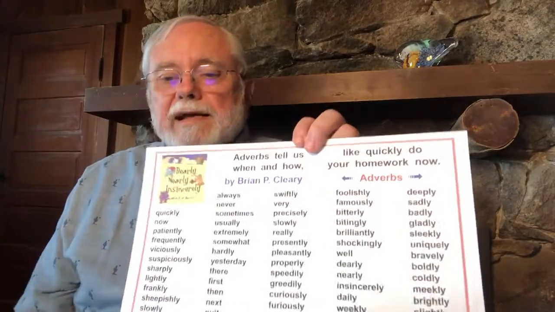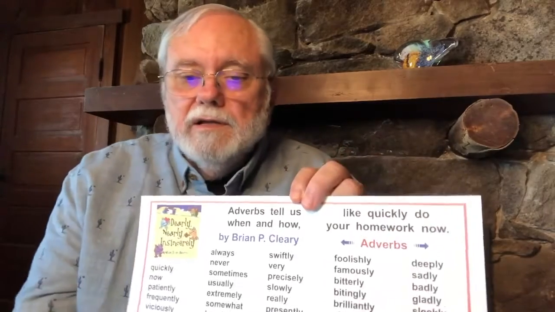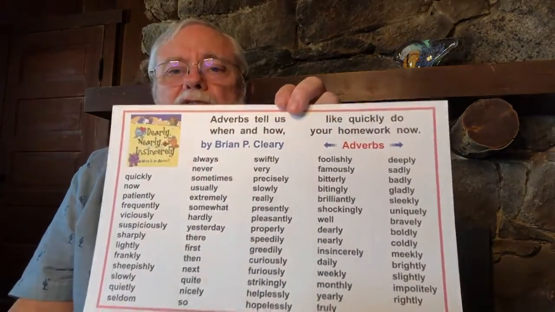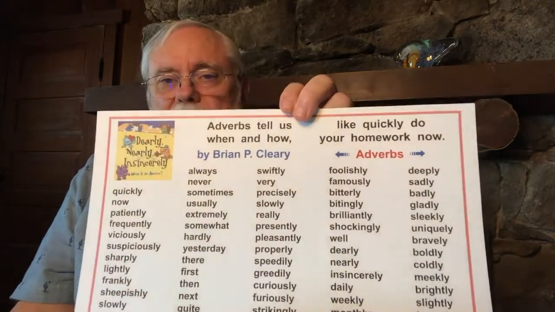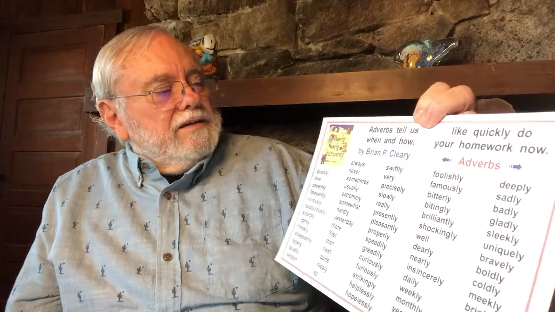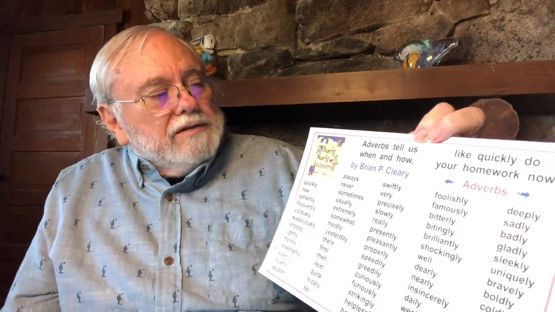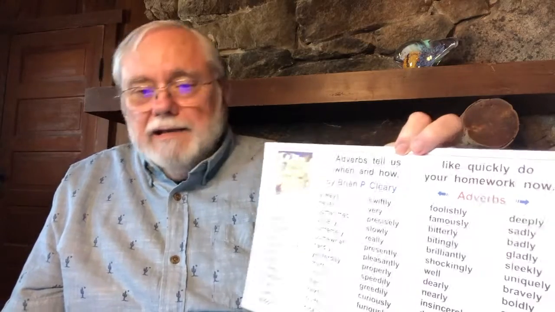So what kind of a book is he reading? A book that has lots of humor in it. Okay? Then we can move on from here. Brian Cleary has given us a book that has tons of adverbs in it, so that we can now start to describe the verbs that we've been listing. And this book is called Dearly, Nearly, Insincerely, and it tells us adverbs tell us when and how, and then it goes on and on with lots of things about adverbs.